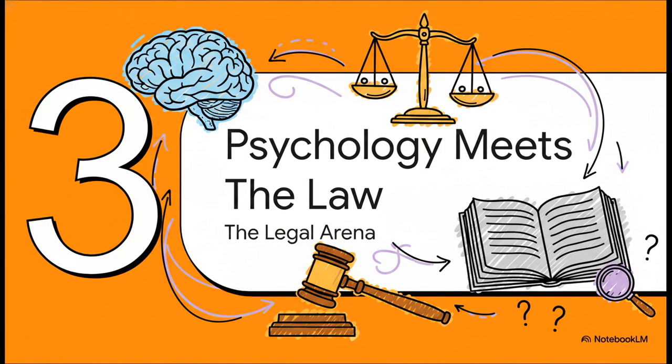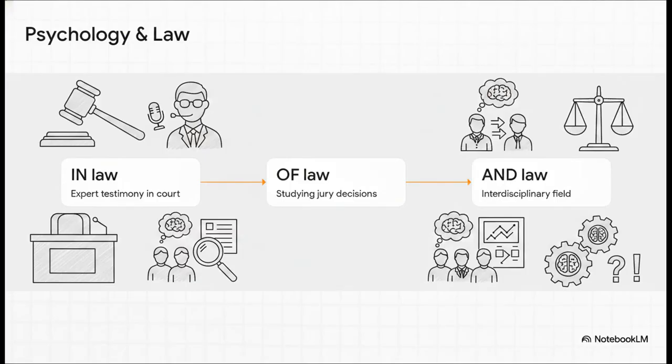Section 3. Psychology meets the law, the legal arena. Let's look at the practical application of how these disciplines actually work together. I found this breakdown completely fascinating. The relationship actually functions in three distinct directions. First, you have psychology in law, which is the highly visible stuff, like expert testimony on the stand. Then psychology of law, where psychologists put the legal system itself under the microscope to analyze things like jury decision-making.